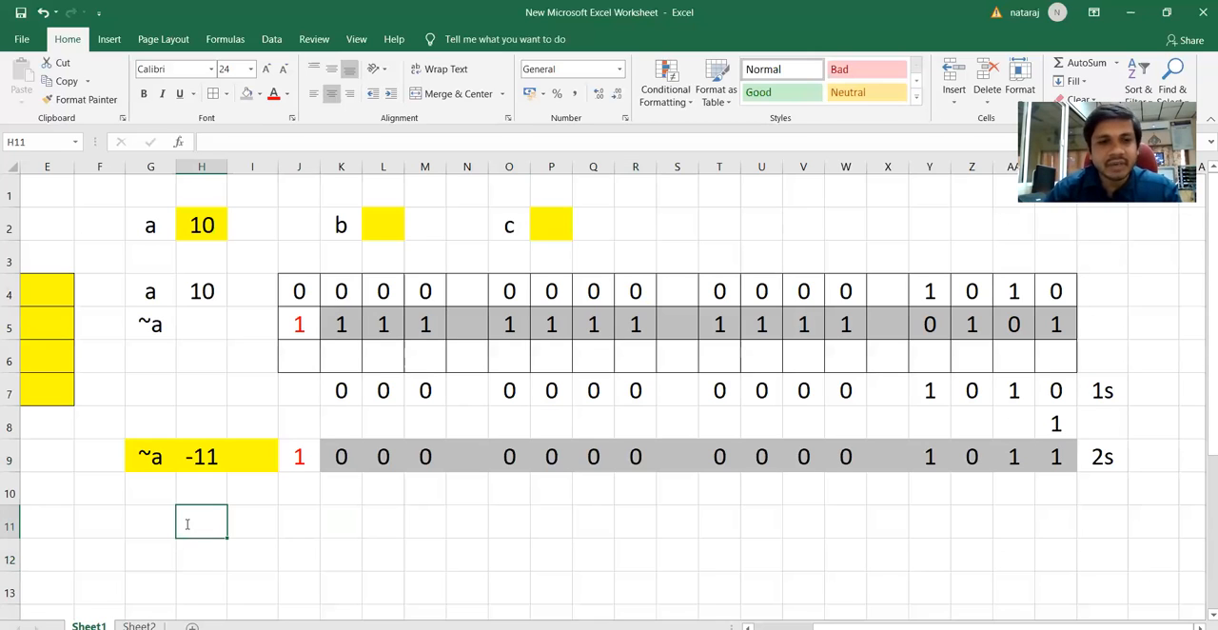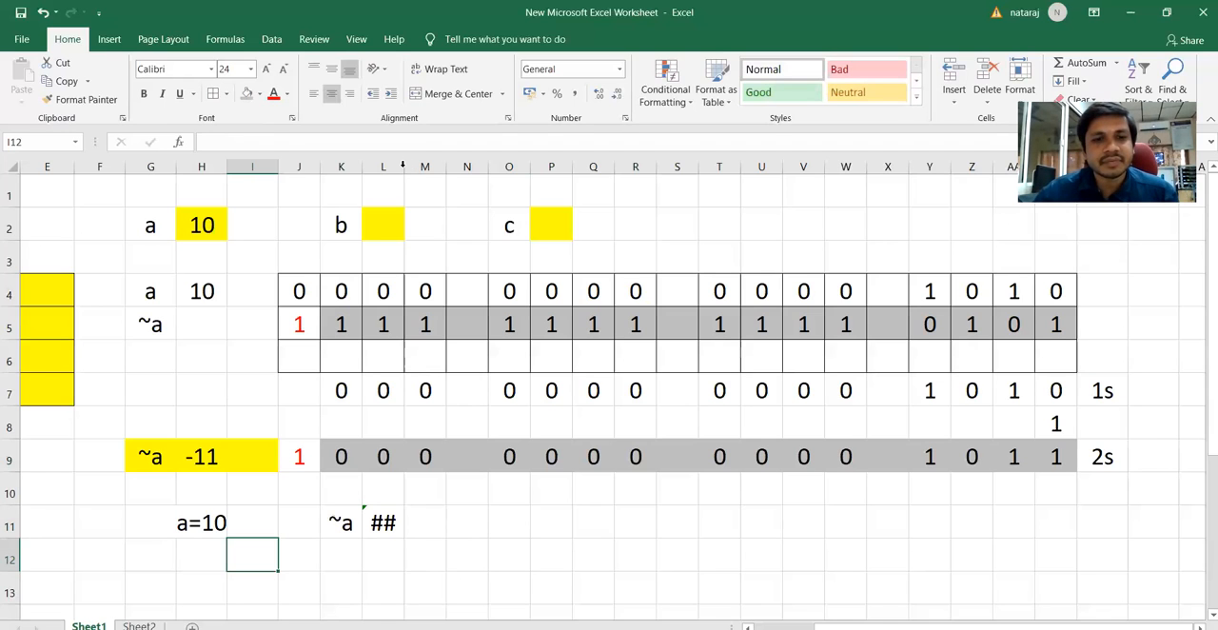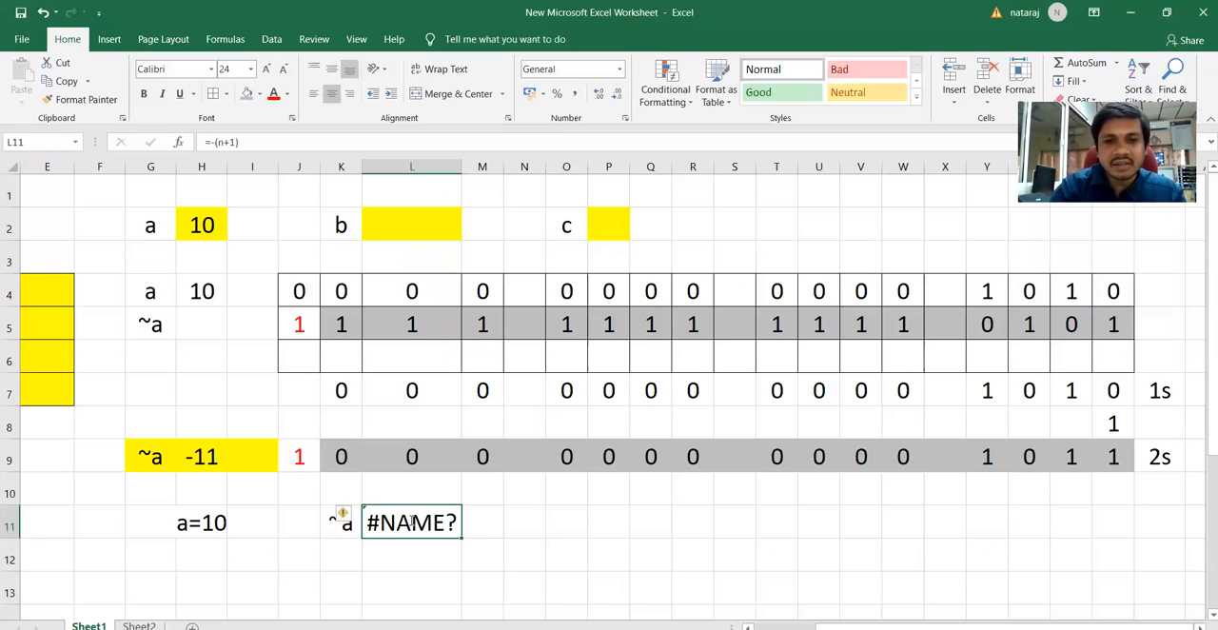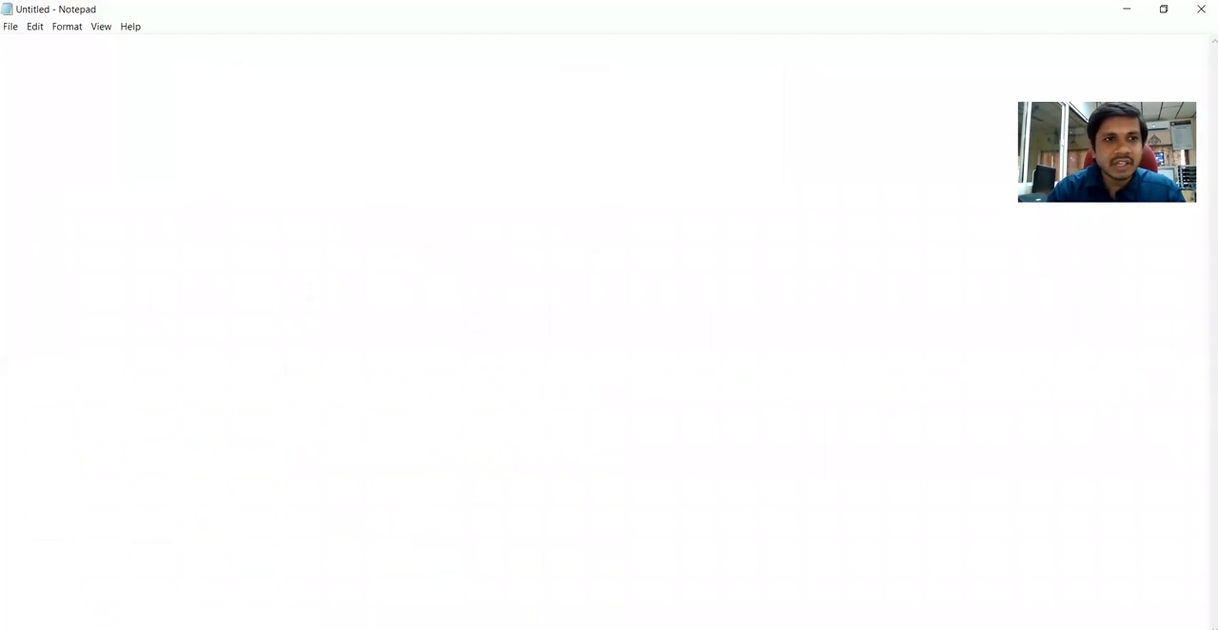If a equals 10, negation of a is minus of n plus 1, always. Remember this. Minus of n plus 1. Okay, note it down. If a equals 10, negation of a is minus of n plus 1.